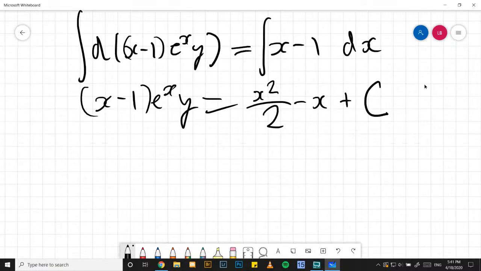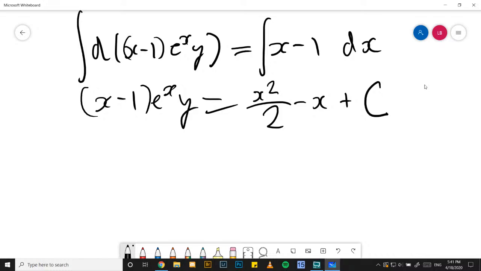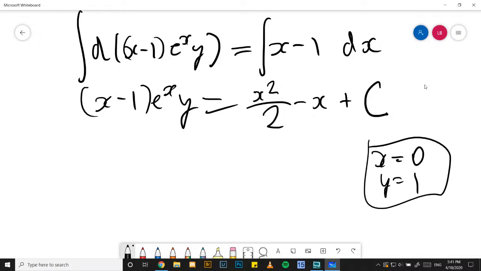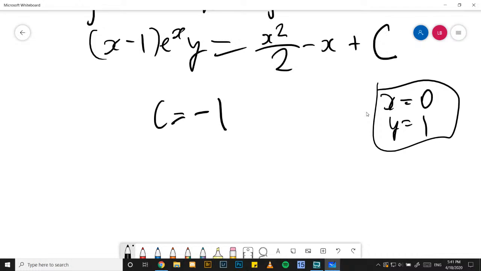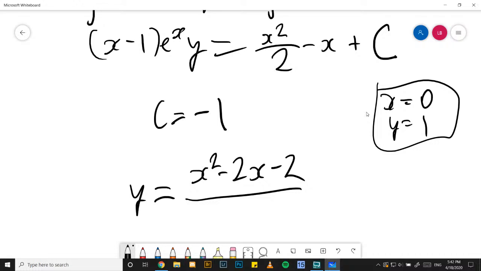And then by subbing in for x and y, because we know from the original question that x is equal to 0 and y is equal to 1, if you plug everything in, you'll find that c is equal to -1, but I'm not going to go ahead and do all of that work. And then finally, when you plug in the value of c, you can solve for y, and you'll see that y is actually equal to (x squared minus 2x minus 2) over 2 times (x - 1) e^x.